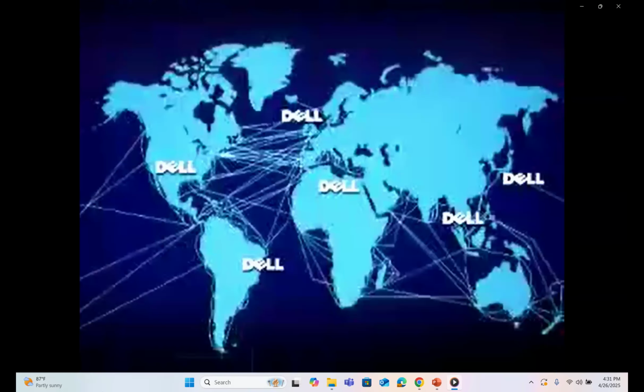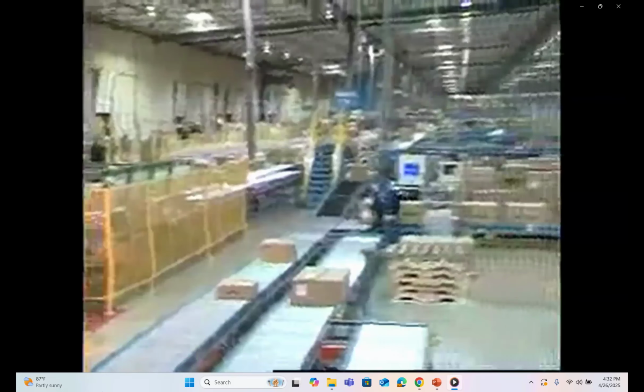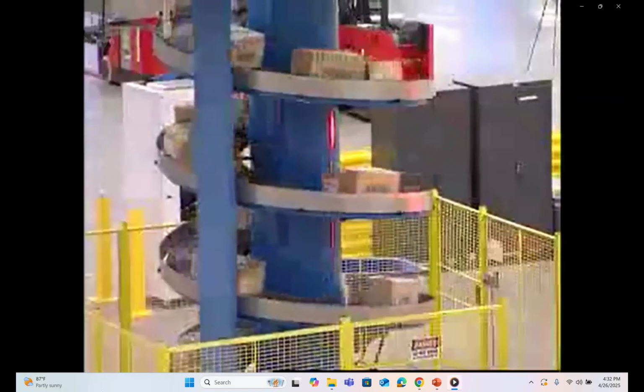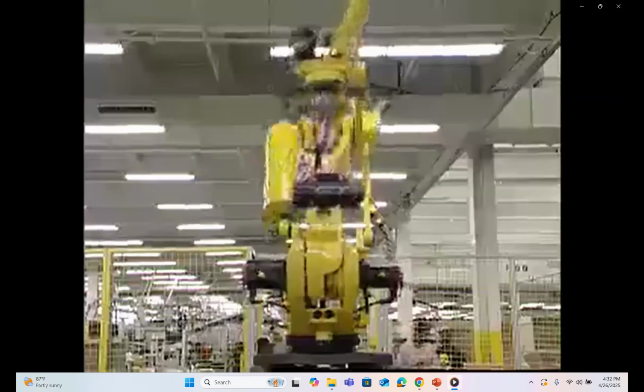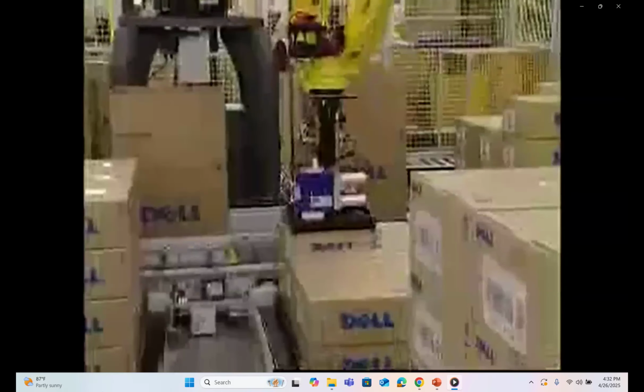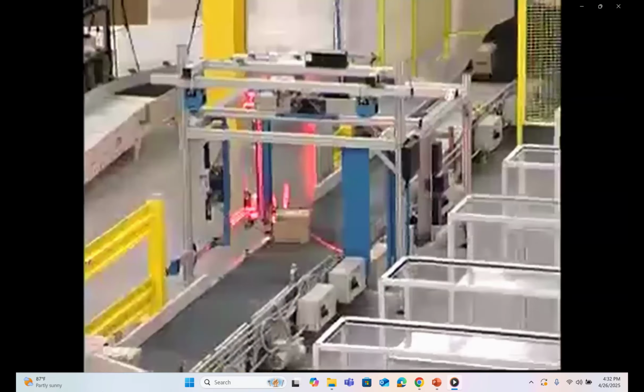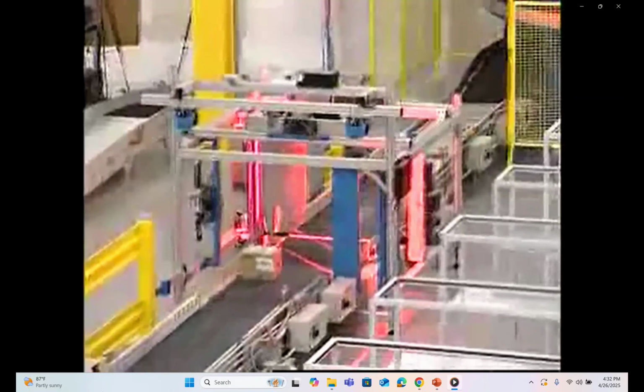Dell operates merge centers across the globe to perform an in-transit match of the customer systems with additional items to complete their order. For example, monitors, printers, or computers manufactured at other Dell locations are combined into one shipment. Dell manages the complexity of this network so that our customers get exactly what they ordered when they need it.